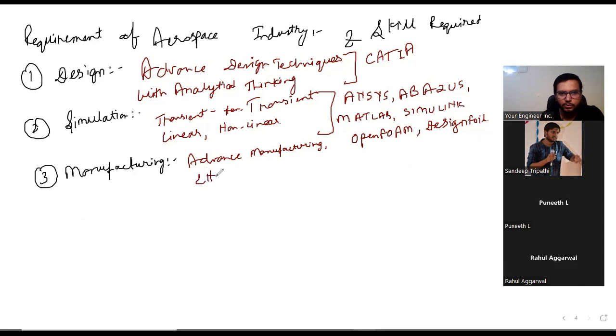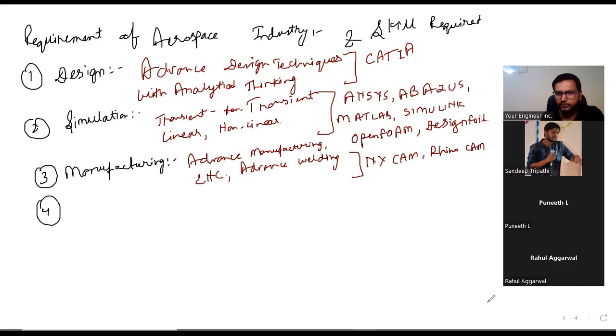So CNC models you can see, advanced welding you can see. Software like NX CAM, computer aided manufacturing. You can check Rhino CAM also. Okay, these are the software that you can study for manufacturing.